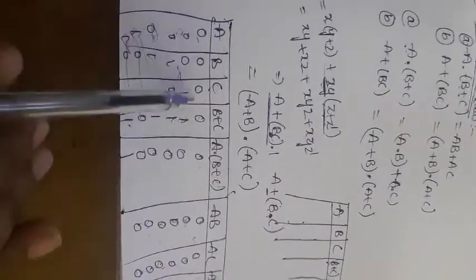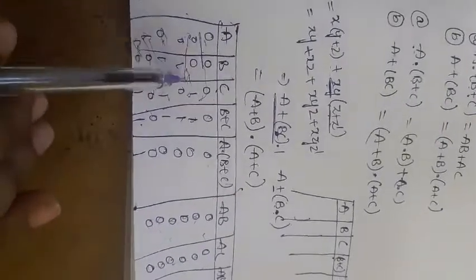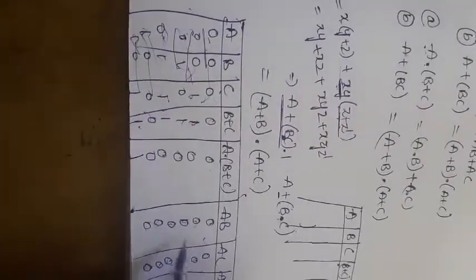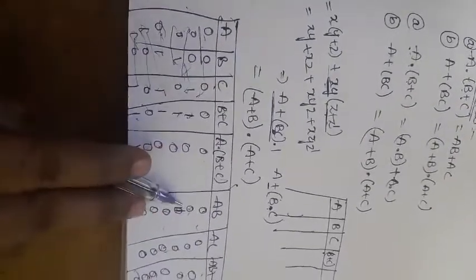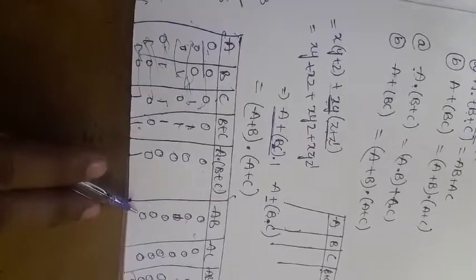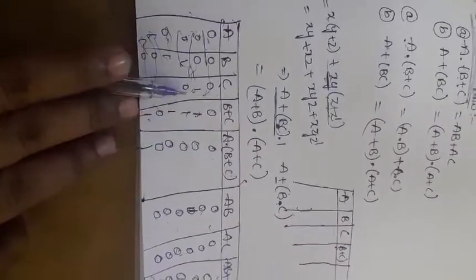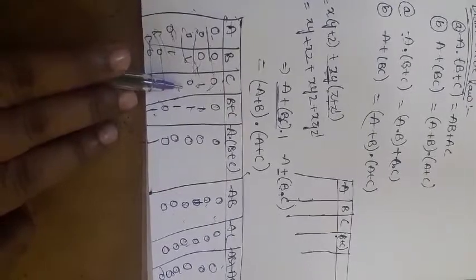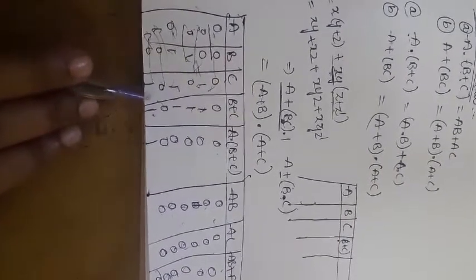Here I made one mistake. First, AB is nothing but a product, right? So 0 into 0, 0, 0 into 0, 0, 0 into 1, 0, 0 into 1, 0, 1 into 0, 0, 1 into 0, 0. This is 0. And next, coming to AC, we have to multiply these two. 0 into 0, 0, 0 into 1, 0, 0 into 0, 0, 0 into 1, 0, 1 into 0, 0. And the last part is 1 into 1, which is nothing but 1. So here we'll get the result 1.